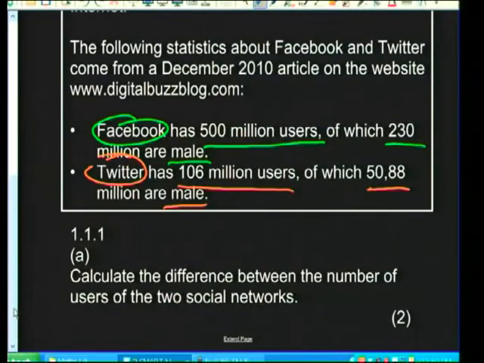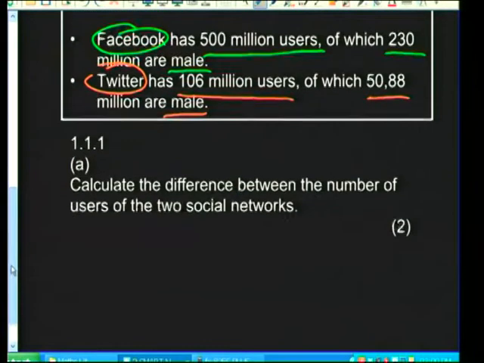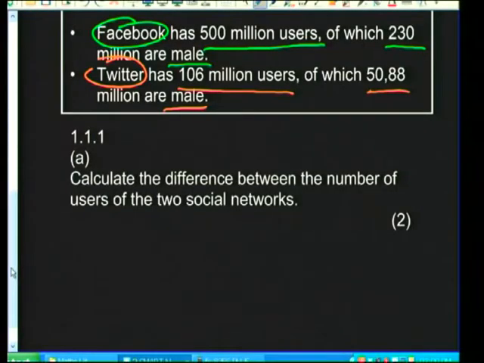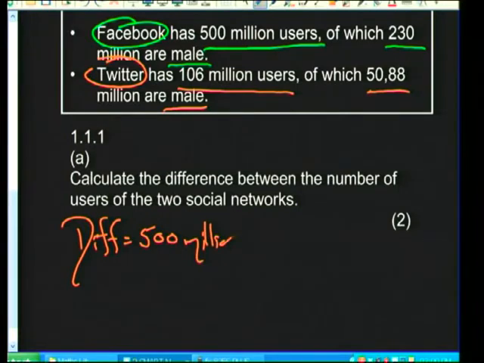First question. Calculate the difference between the number of users of the two social networks. Well, that's kind of easy, isn't it? Because all we're going to say is, the difference is, and notice it's the total difference. It's not saying the difference in the males or the difference in the females, but the overall difference. So here in Facebook, we have 500 million users. So straight away, the difference is going to be 500 million minus 106 million.